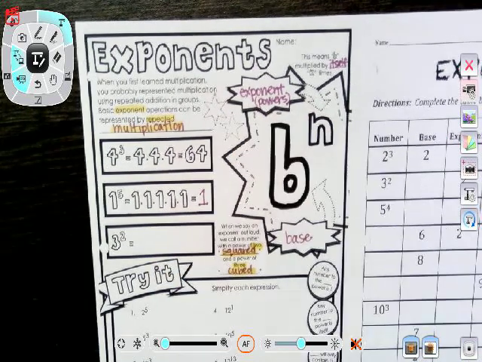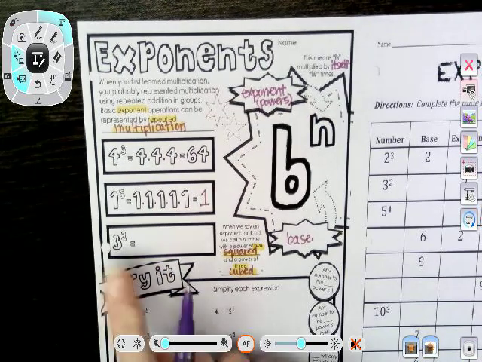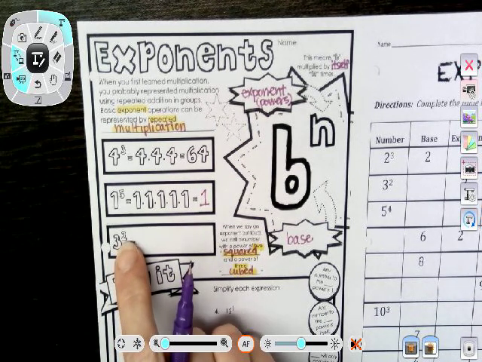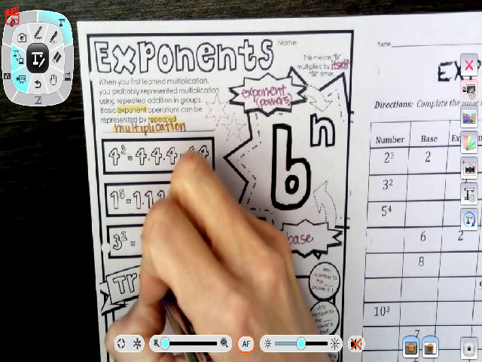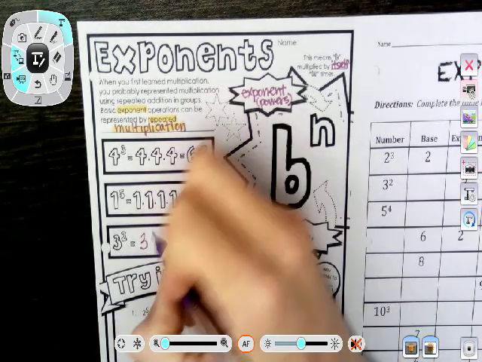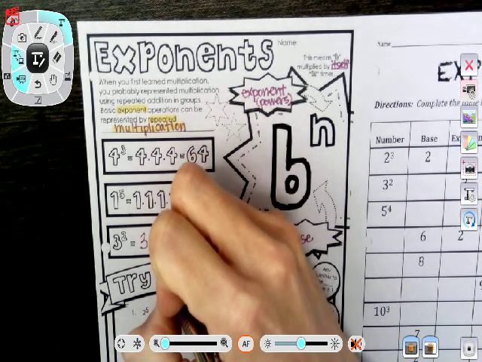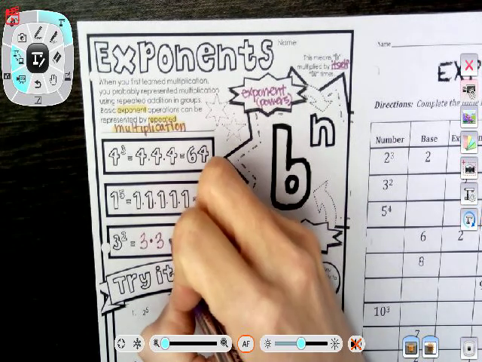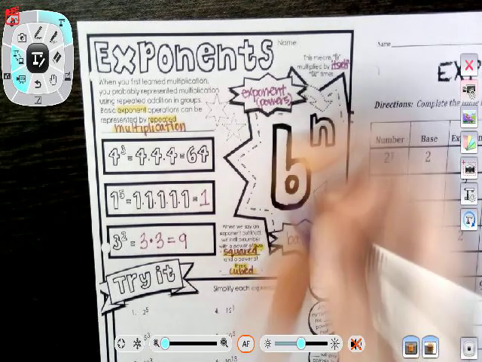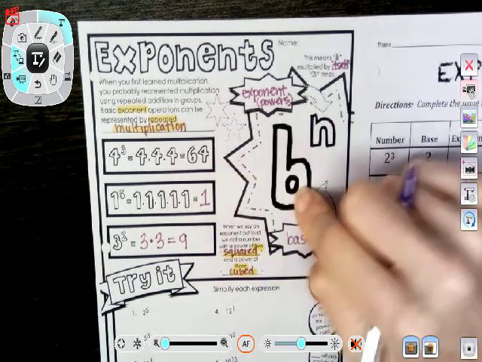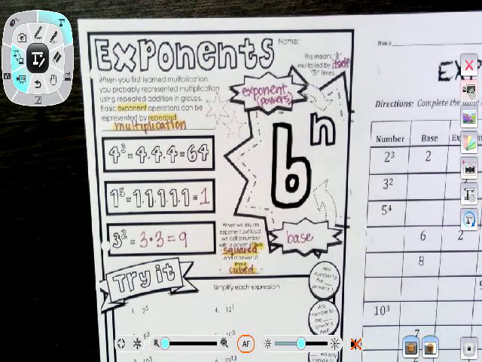That also means if I have 3 squared, 3 to the power of 2, that's not 3 plus 3, it's 3 times 3. And 3 times 3 is not 6. 3 times 3 is 9. Exponents are different than regular multiplication.